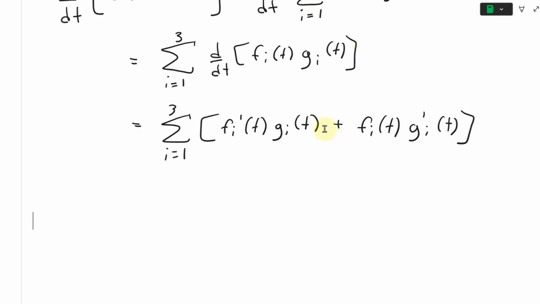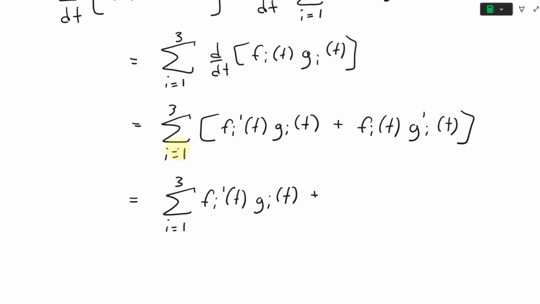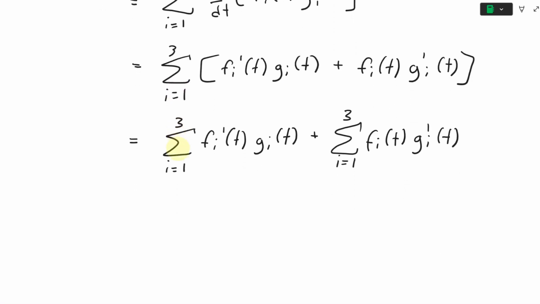And now we have an addition in the summation, so we just separate these into two summations. This equals the summation from i equals 1 to 3 of f_i prime of t times g_i of t, plus the summation from i equals 1 to 3 of f_i of t times g_i prime of t. So that's what we have there.